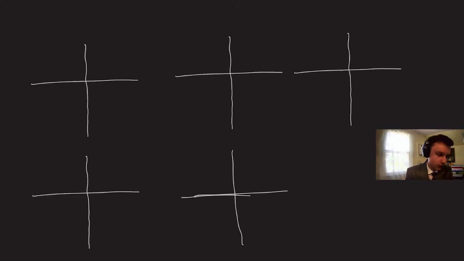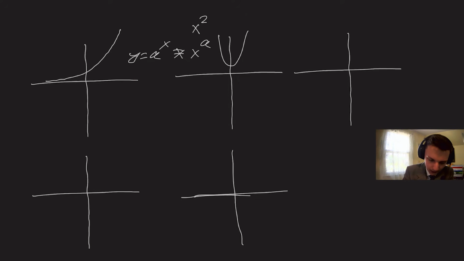Next, we're going to move on to exponential functions, which are in the form y equals a to the x. Which is not equal to x to the a. Okay, a is a constant. X to the a would be like x squared. That would be a parabola. We're not looking at that right now. We're looking at a to the x, which looks like this.